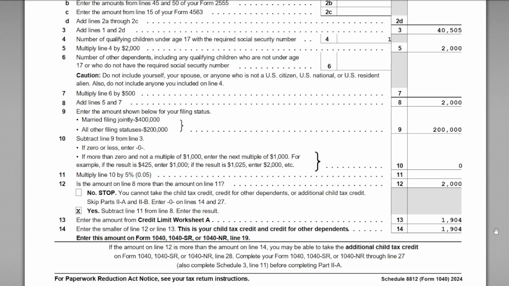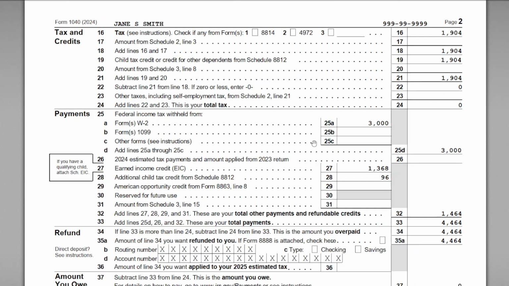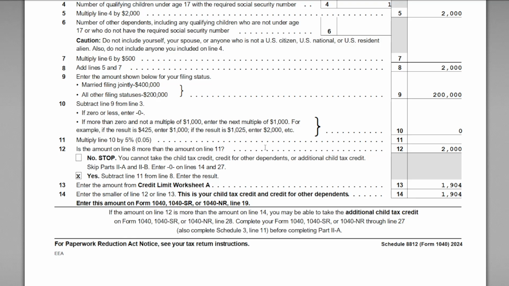That's the base starting rule. So when we looked at Jane's 1040 page 2, we can see here that, okay, she does owe some taxes. She's at $1,904 on line 18. So there is some tax liability, but there's not enough to be able to claim the entire $2,000, right? Because she only has $1,904 of tax liability on her taxable income.